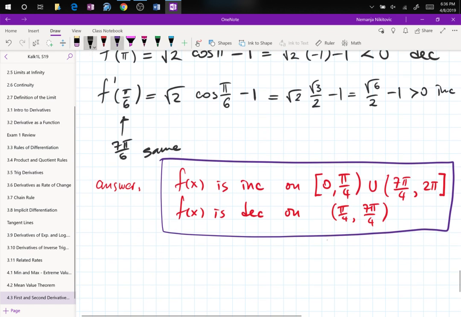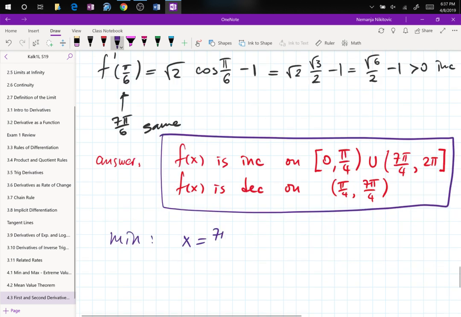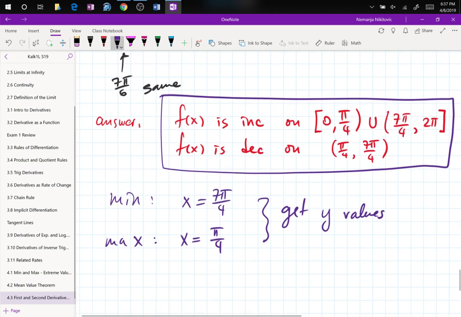All right. Next, min max, we can do that. That's all free, right? So minimum at x equals 7 pi over 4. And then max at pi over 4. Get y values. Good.